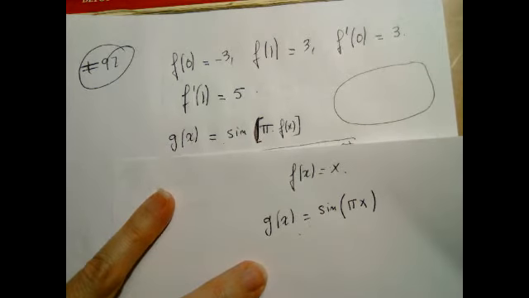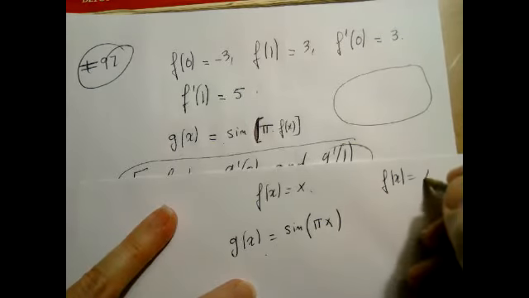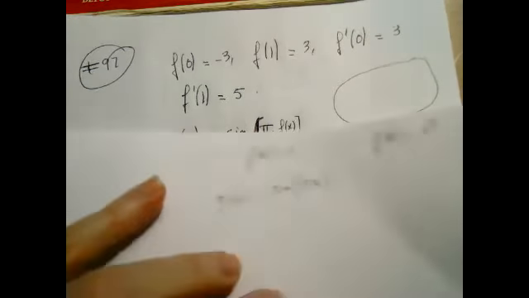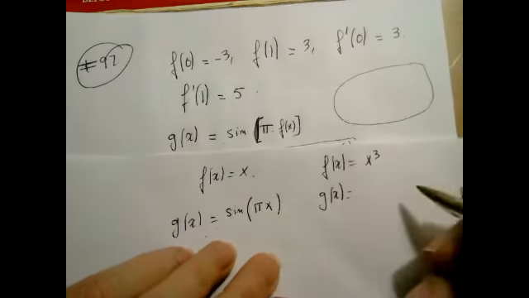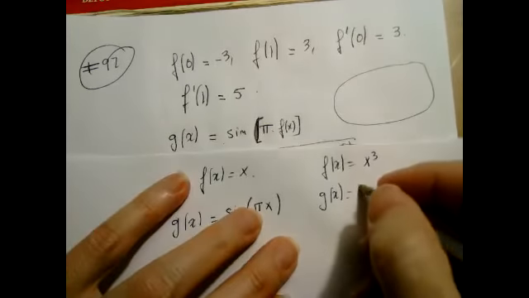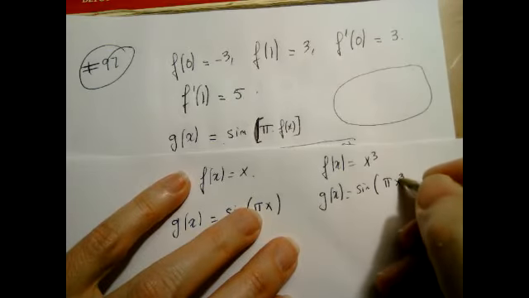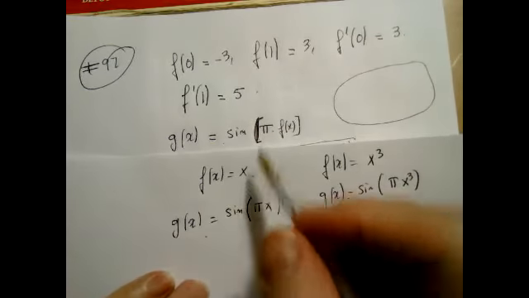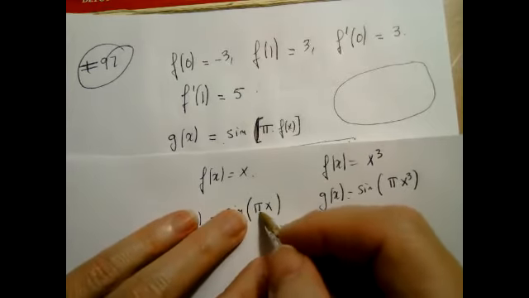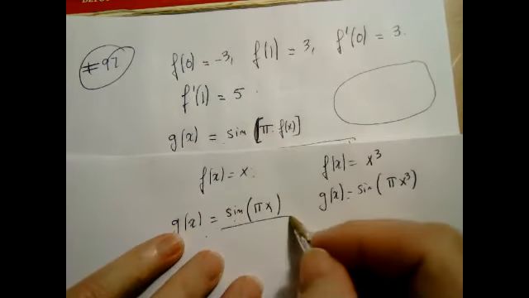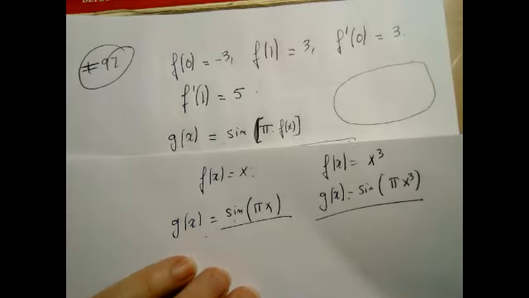If f of x equals x to the power 3, what's g of x? I'm trying to understand what this notation means. That's a new function. It's the sine of pi times x cubed. So whatever f is, g is the sine of pi times that. If it's x, that's my g. If it's x cubed, that's my g. That's really what g is.